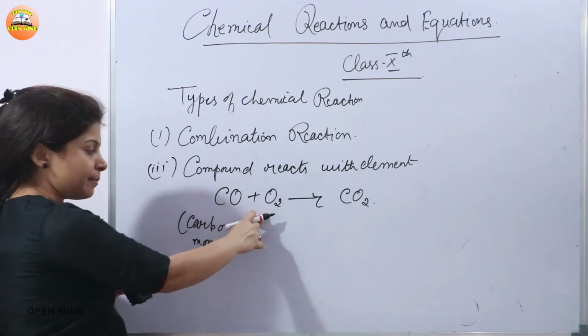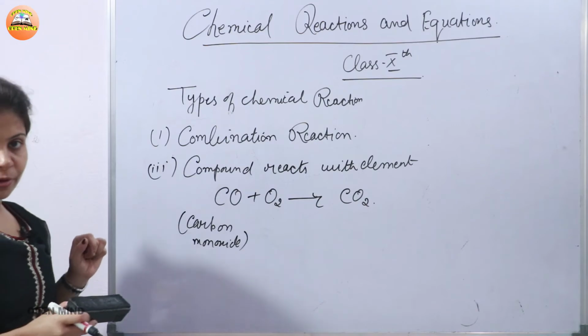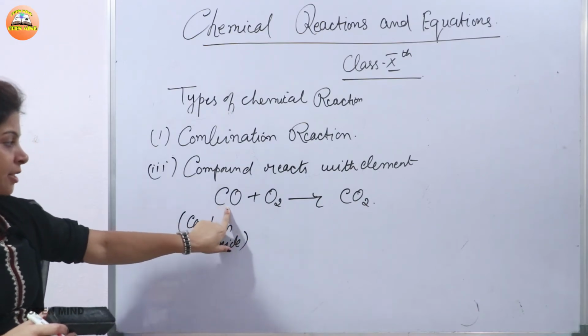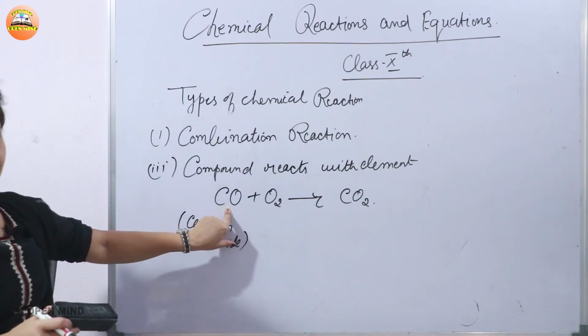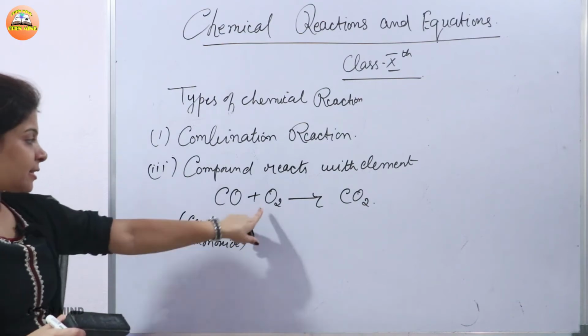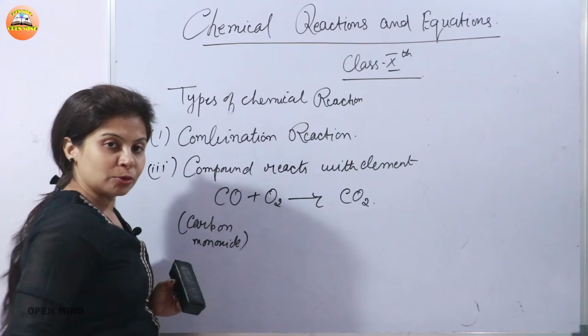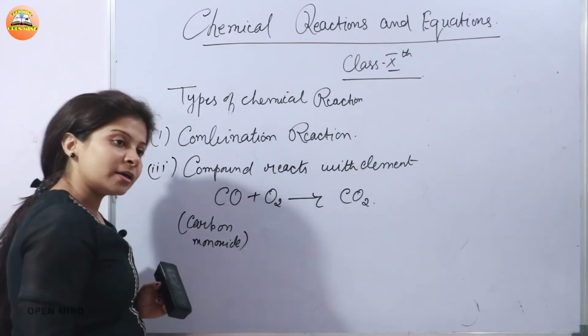So this is a compound. This is an element. Why is this an element? Because here only one type of atom is present, that is oxygen. But here two kinds of atoms are present, one is carbon and another one is oxygen. That's why this is a compound and the other one is an element. It gives you what? CO2. That means it is also giving you a compound.